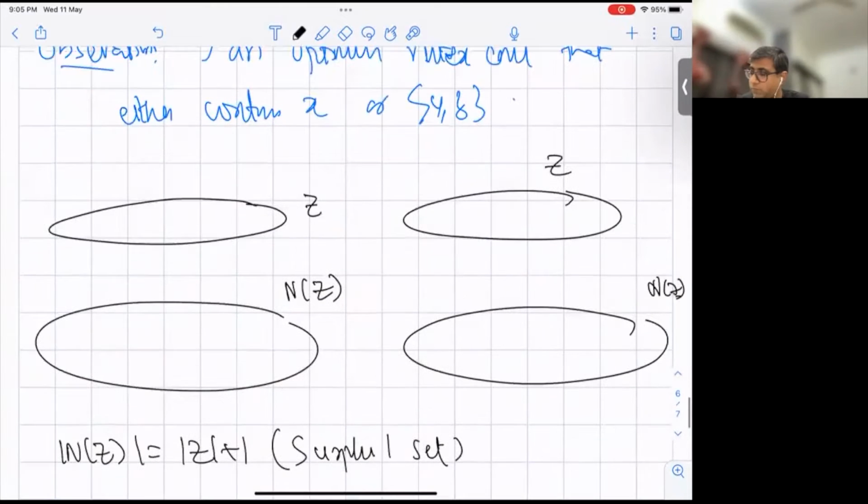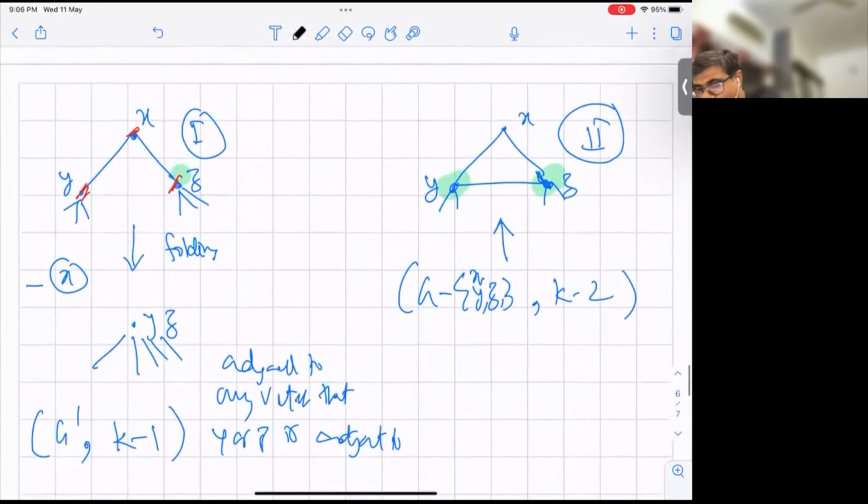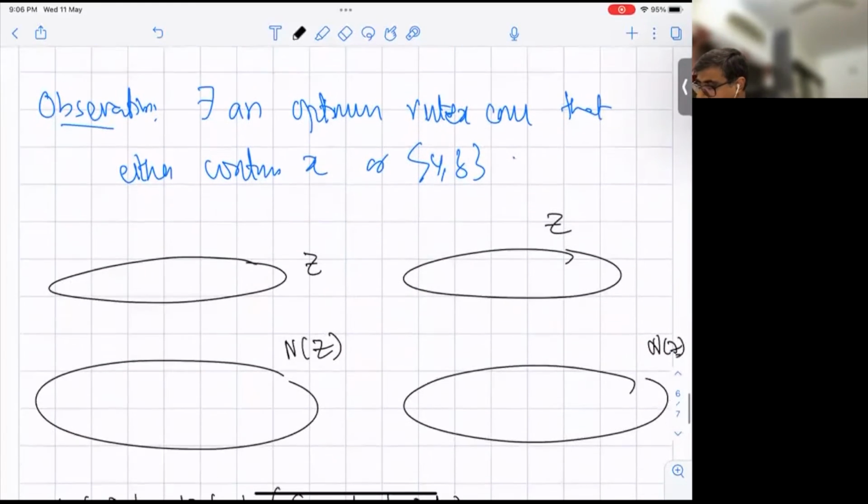Now, what are the potential two cases we could think of? Like, we have this case 1 and case 2, right? What could be the potential case 2 here?